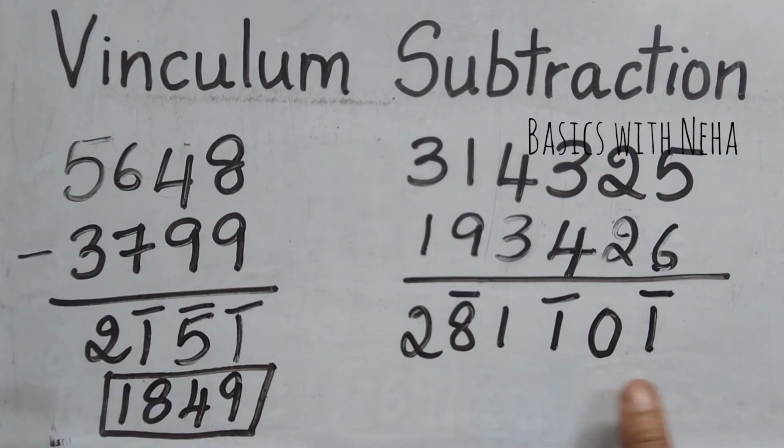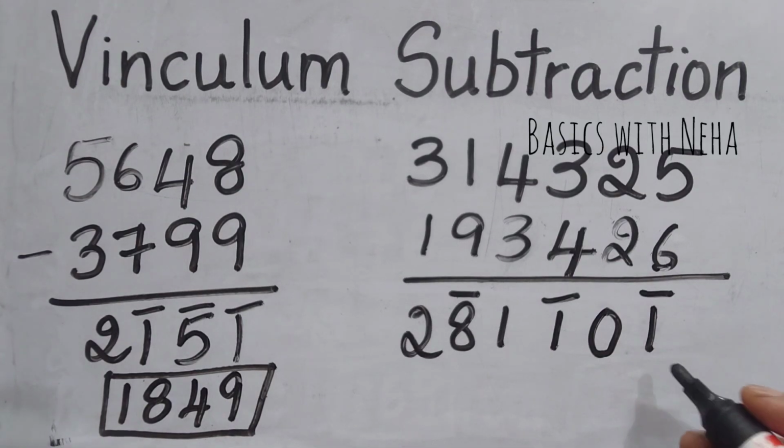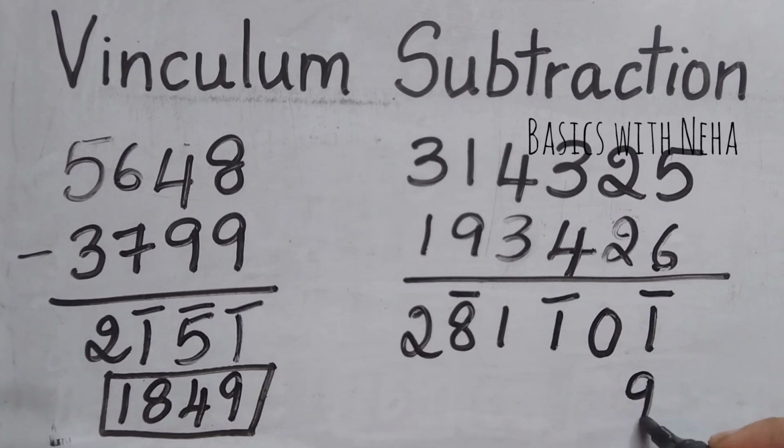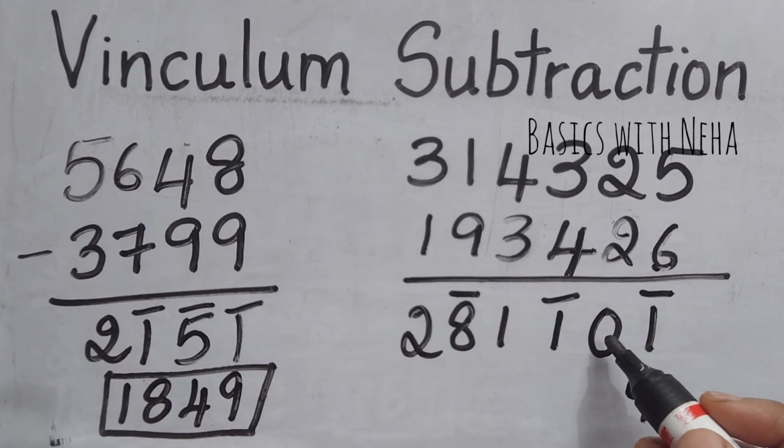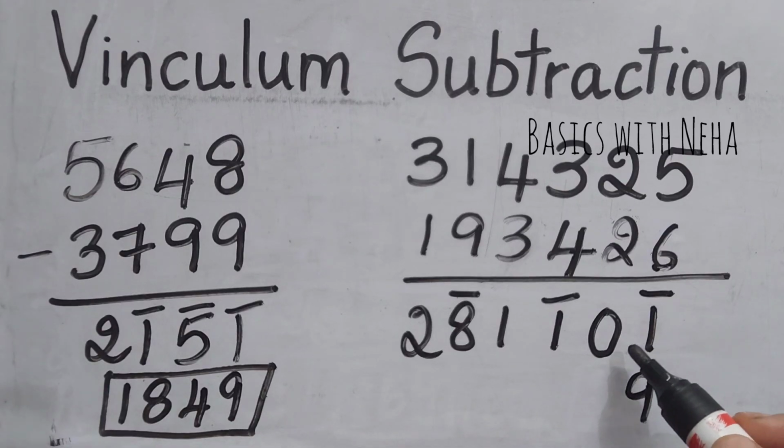Now we'll have to de-vinculate this number. This is a little tricky one, so kindly observe. 10 minus 1 is 9. I've removed the bar. Now the condition is the previous number should be decreased by 1. But I have a 0.